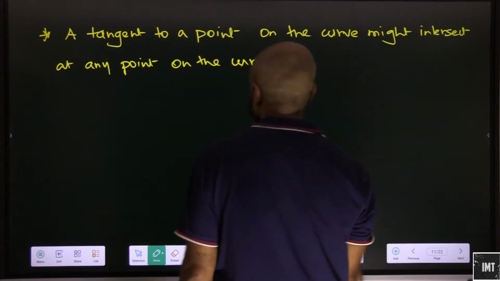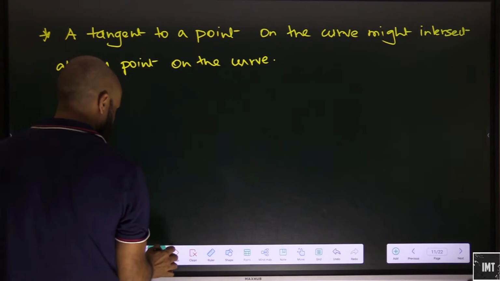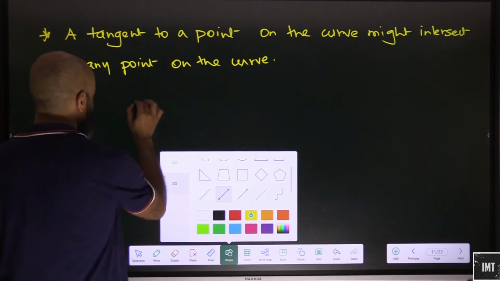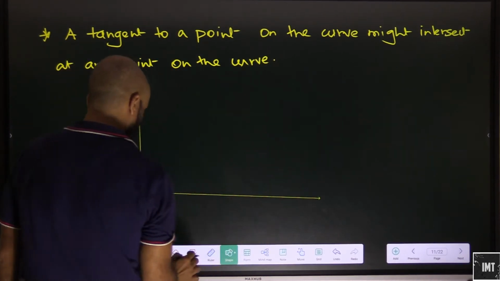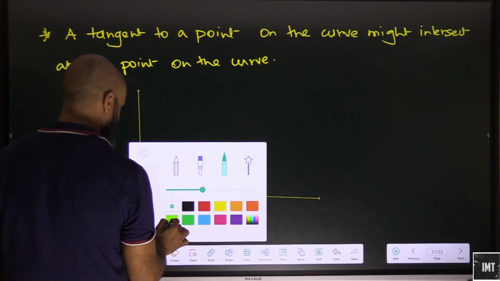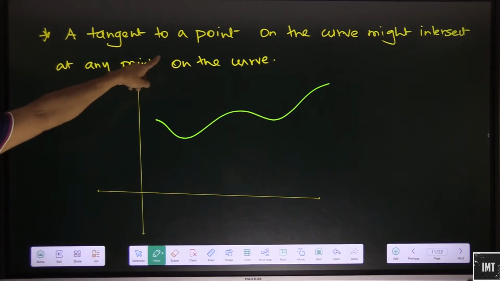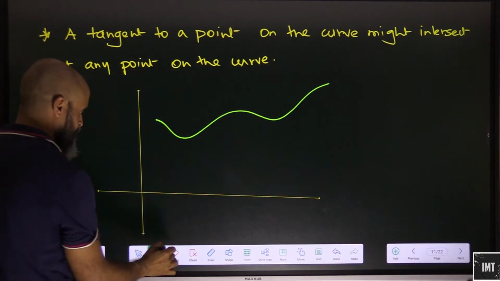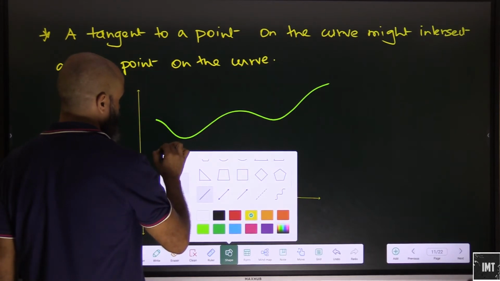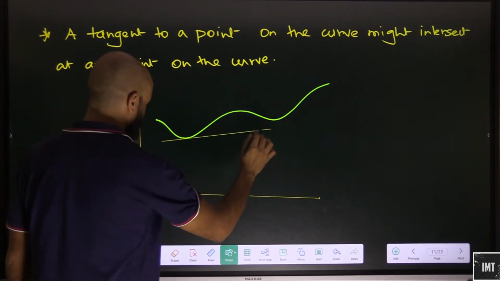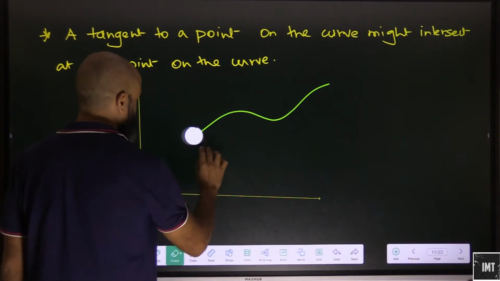A tangent to a point on the curve might intersect the curve at another point. Let's say we have the x and y axes here, and we have a curve out here. The tangent to a point on the curve might intersect the curve at any other point. So let's say we have the tangent drawn at this point, or rather we take it this way.